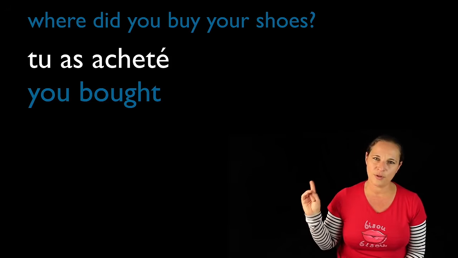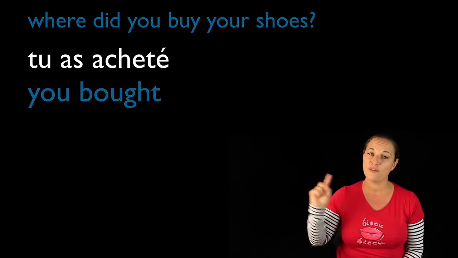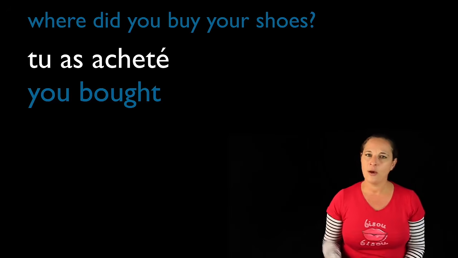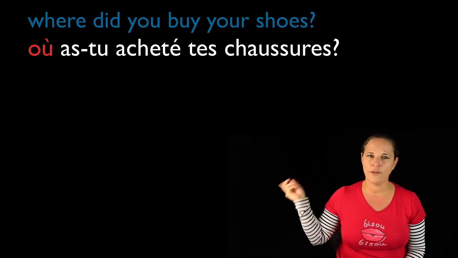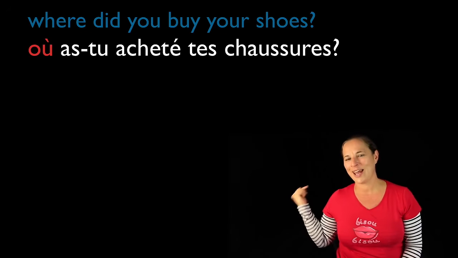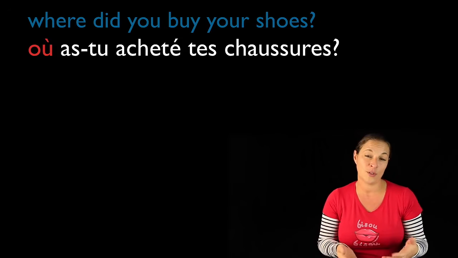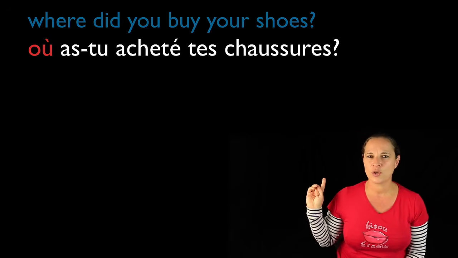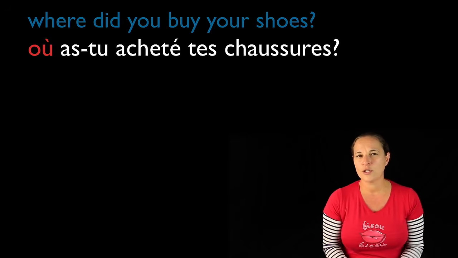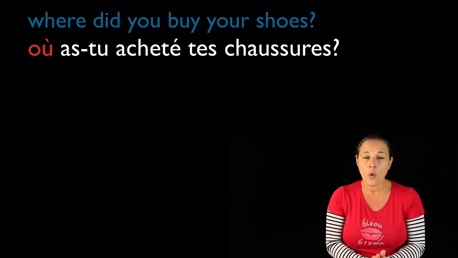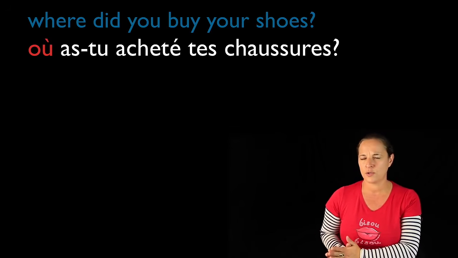Now, how do you put tu as acheté with where, où? We want to say, where did you buy? Well, have a look at that. We invert a and tu and acheté. So, où as-tu acheté? And if you want to say your shoes, you add tes chaussures. Où as-tu acheté tes chaussures? Where did you buy your shoes? Où as-tu acheté tes chaussures?